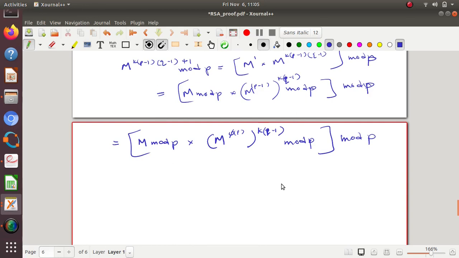But we know that m to the power phi(p) mod p is equal to 1 if p and m are relatively prime.